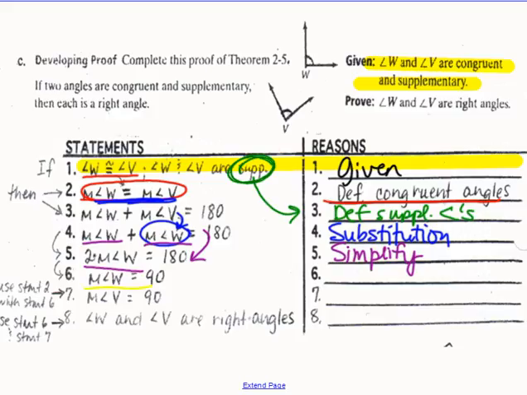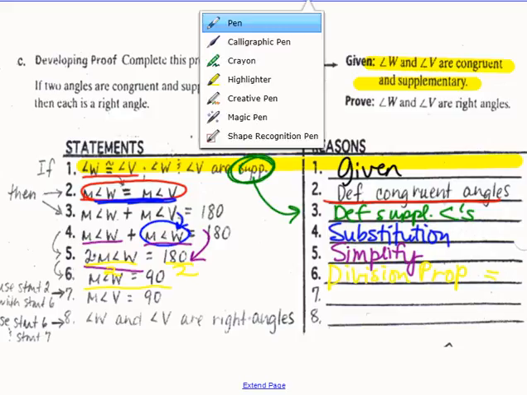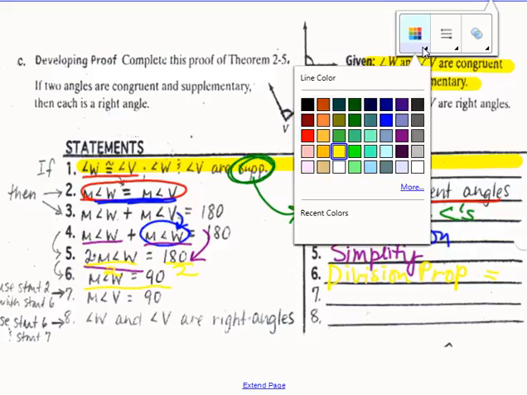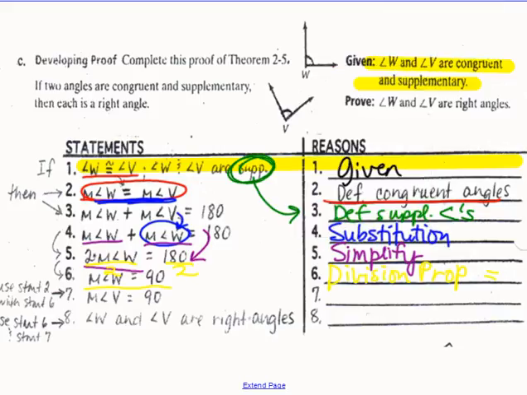So now they said that the measure of angle W is 90. How did they get that? Well, they divided both sides by 2. Division property. Okay, so now we've got the measure of angle V equals 90. Well, how did we get that? Well, up here, we already said that the measures are equal. So that is simply substitution again.